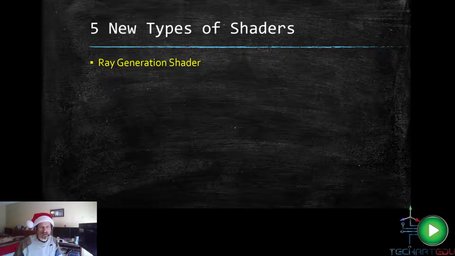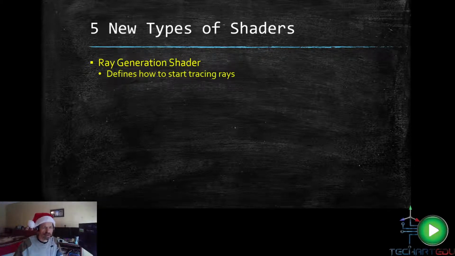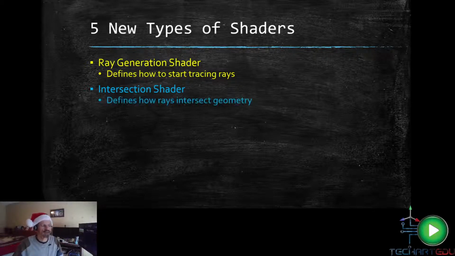Now, inside of the ray generation stage, you've got one shader that is called the ray generation shader, which is kind of like your initial shader. And most of the time, I think this is going to be basically by default, but we'll have to wait and see. It defines how to start tracing the rays. Now, during the intersection stage, you have the intersection shader that defines what the ray is doing when it intersects an object. It could bounce, it could get absorbed. Who knows? It depends on the material, right?